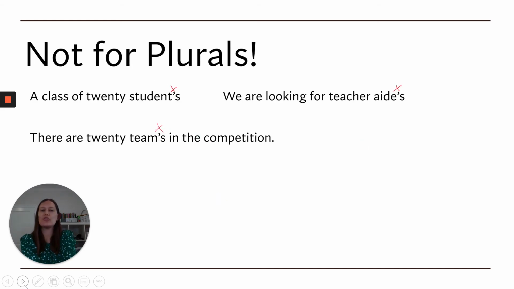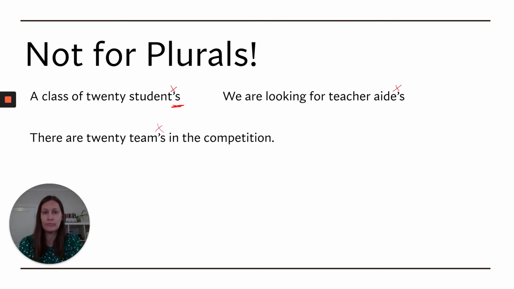Now, when should we not be using apostrophes? Well, we should not be using apostrophes for plurals when we have more than one of something, okay? If I have a class of 20 students, there should be an S in that word for sure because I have more than one student. I have multiple students. But I should not be putting an apostrophe before that S because nothing belongs to those students. I'm describing the group.